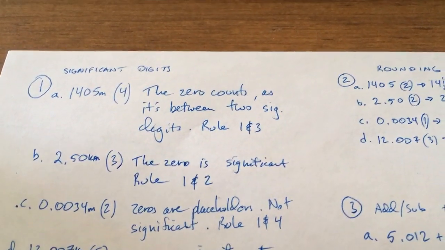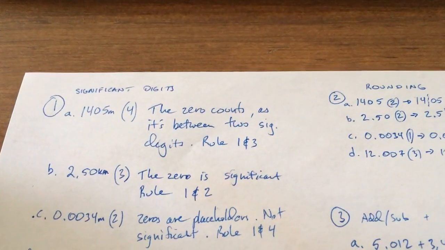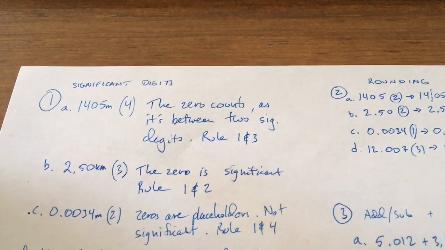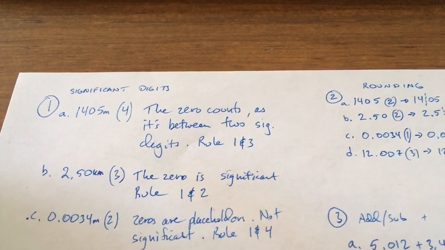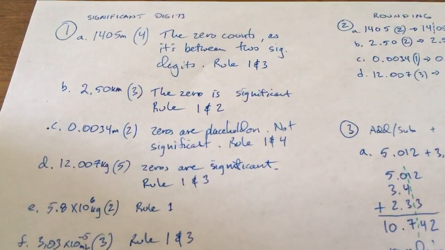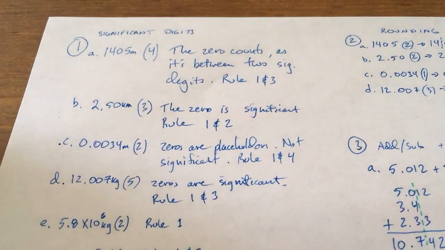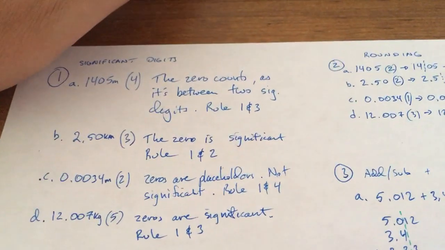1,405 meters, 4 significant digits. The 1, 4, and 5 count because they're non-zero. And the main question is, does the 0 count? It does because it's between 2 significant digits. For B, 2.50, the 0 counts because of rule number 2.